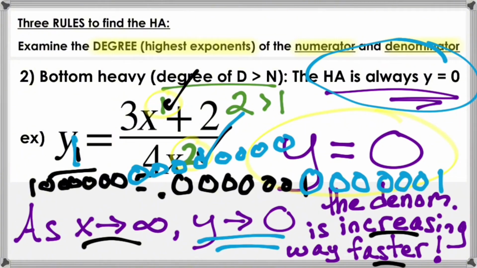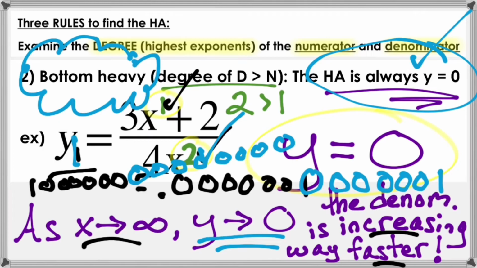But again, if you didn't understand all of that, then the basic idea is just if the graph is bottom heavy, or the equation is bottom heavy, then your horizontal asymptote is always y equals 0.